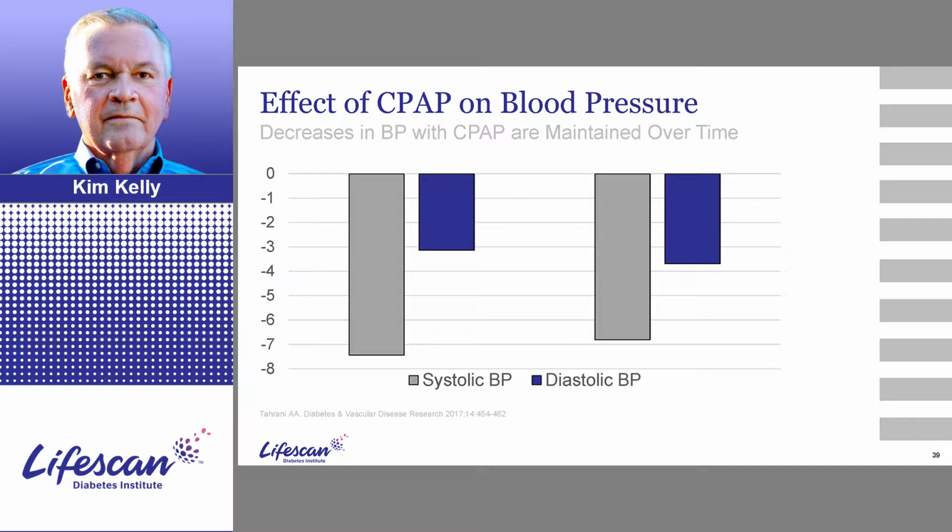This is a 6-month study, and the initial CPAP result was a significant decrease in systolic and diastolic blood pressure, and that decrease was maintained over 6 months with both systolic and diastolic blood pressure. So there is a beneficial effect on blood pressure, and it's a major reason why patients, especially with moderate to severe obstructive sleep apnea, should be on CPAP.